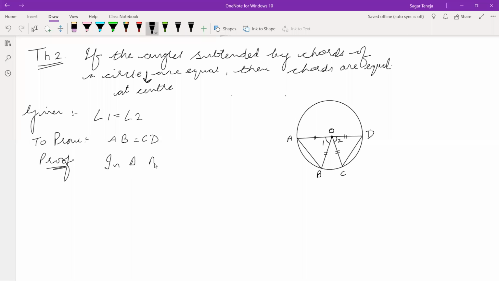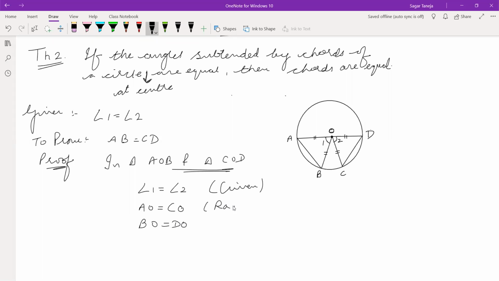In triangle AOB and triangle COD, angle 1 and angle 2 are already given equal. And in the same way, AO is equal to CO and BO is equal to DO, radii of the same circle. So in the same way we have to prove this congruency also.